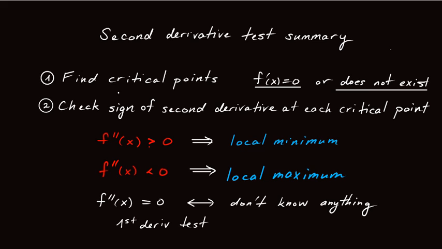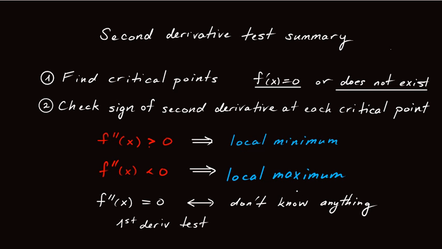As before, with the first derivative test, we have to first find the critical points by using the fact that either the derivative is zero or does not exist. That's how you find the critical points. And then to determine whether they're local maxima or local minima, you can use the sign of the second derivative. In particular, if the second derivative is positive, then we're concave up, and so we have a local minimum. If the second derivative is negative, then we're concave down and have a local maximum.